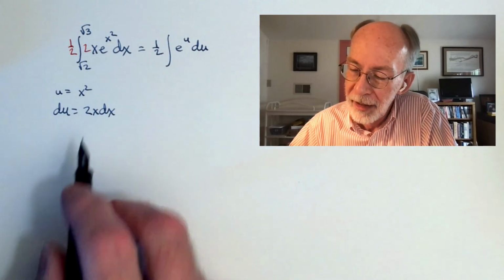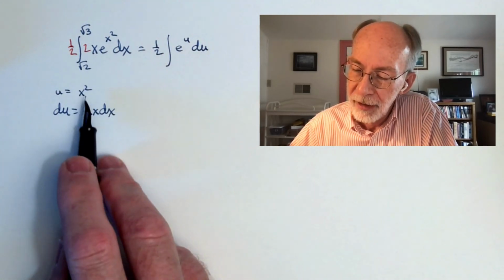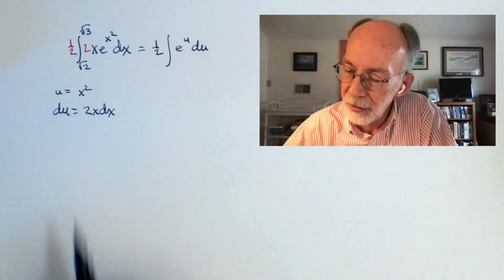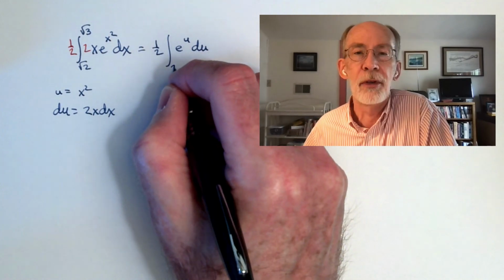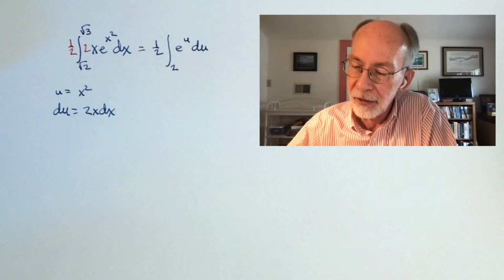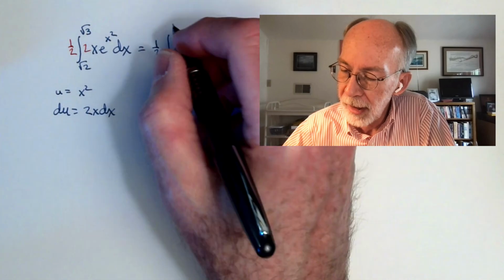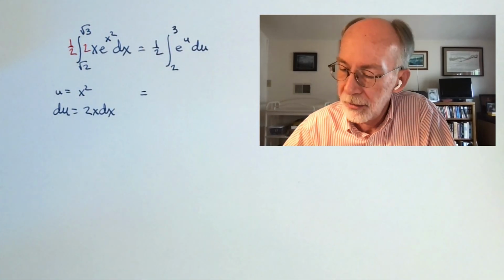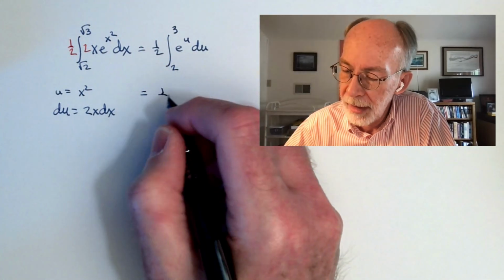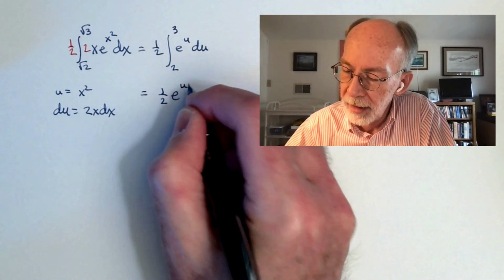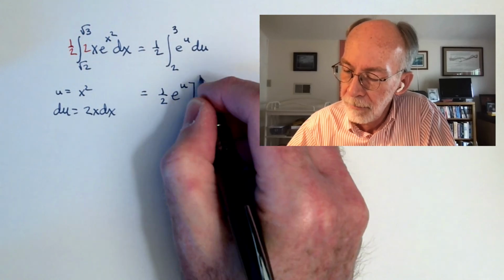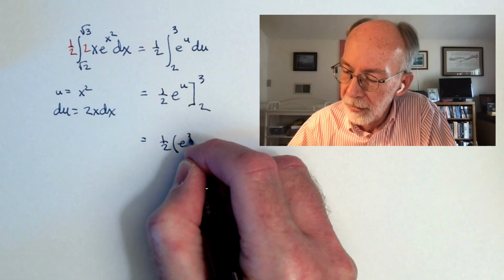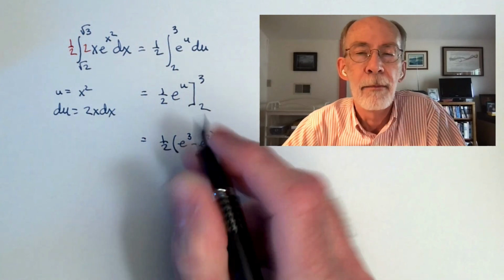And then what about the limits of integration? Well, if x is the square root of 2, then u is the square of the square root of 2, also known as 2. And if x is the square root of 3, u is 3. And now we have this all in terms of u, and we can just crank on it. We got the 1/2, integrate e to the u, you get e to the u. This is from 2 to 3. Factor out the 1/2, we have e cubed minus e squared.